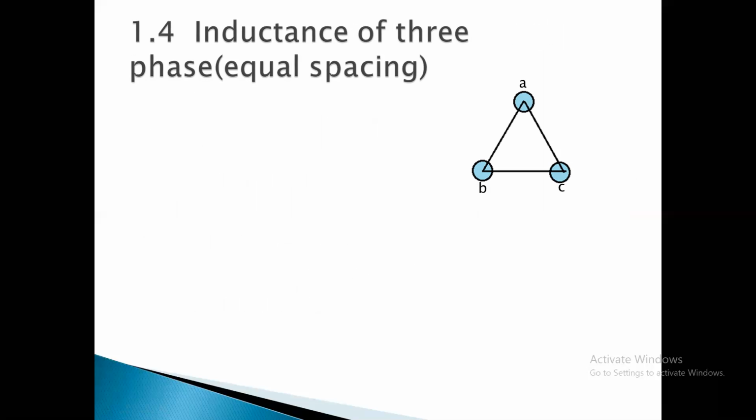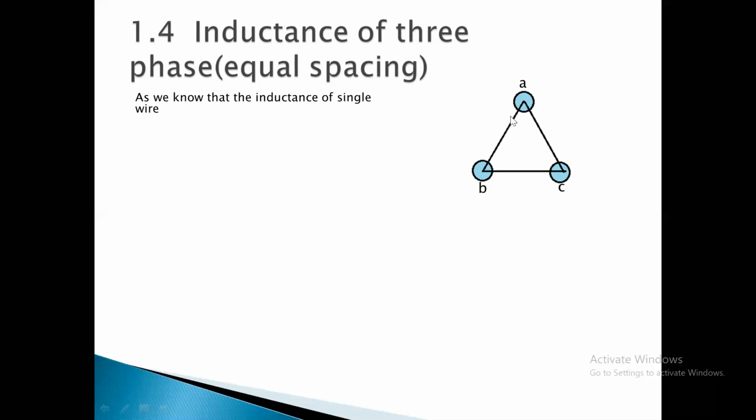In case of three phase conductors, if the distance between each conductor is the same, I am saying that the distance between A and B is D. There are three conductors here, A, B, C: first phase, second phase, third phase. There are three phases in this transmission line, and they are arranged in a way that they have equal spacing.